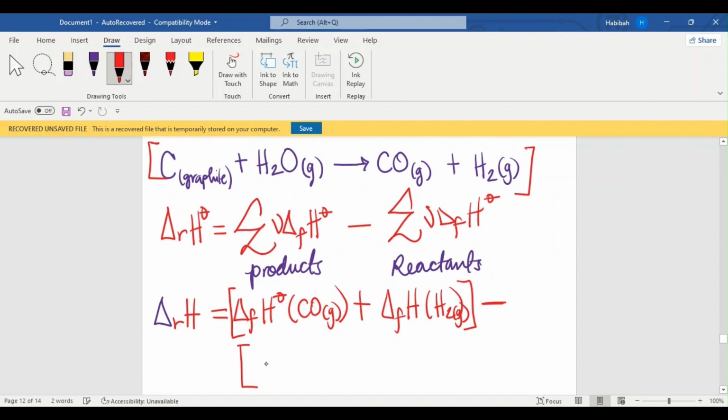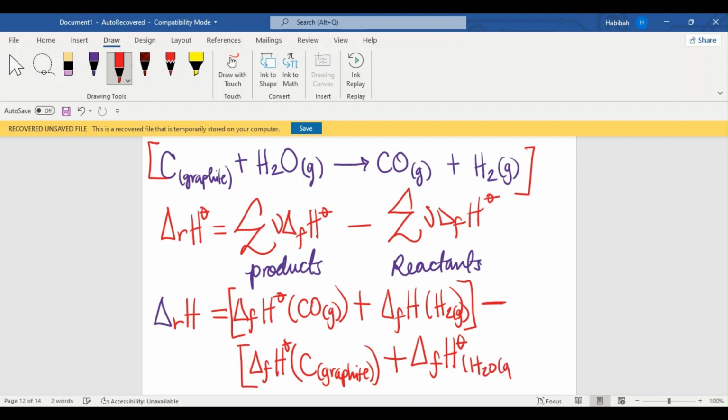So that will be the change in enthalpy of formation for carbon graphite, plus, don't forget we have the summation for a reason, the change in enthalpy of formation for the H2O gas molecule.